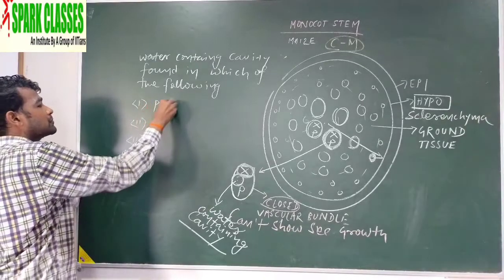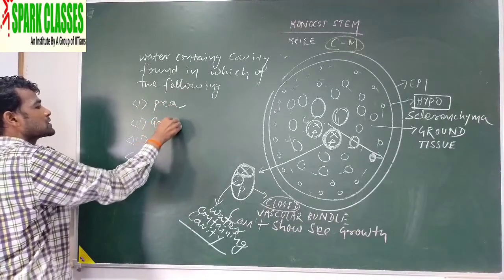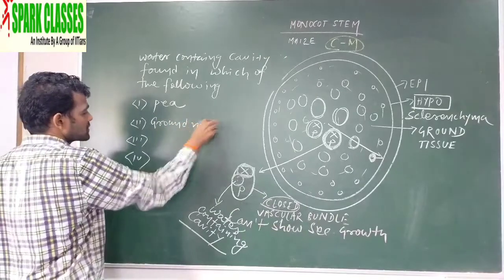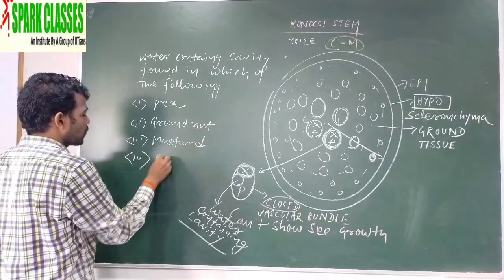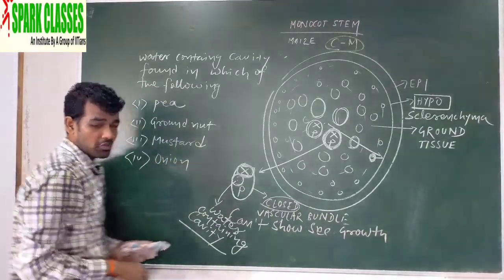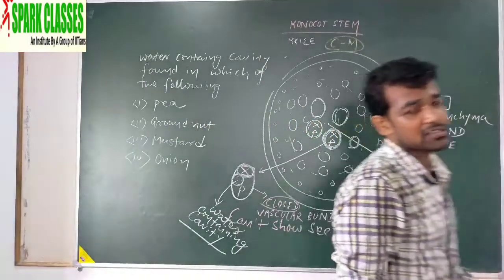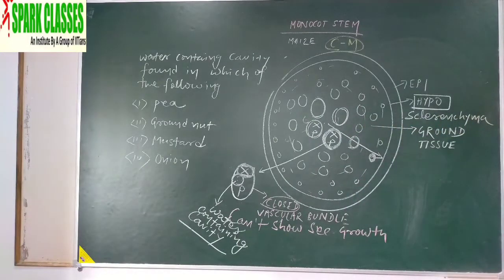Number 1, pea, groundnut, third is mustard, another is onion. In which plant is there water containing cavities? Already we have discussed, water containing cavities are found in monocot, but in the options monocot is not given. Plant names are given, example, monocot is not directly written.